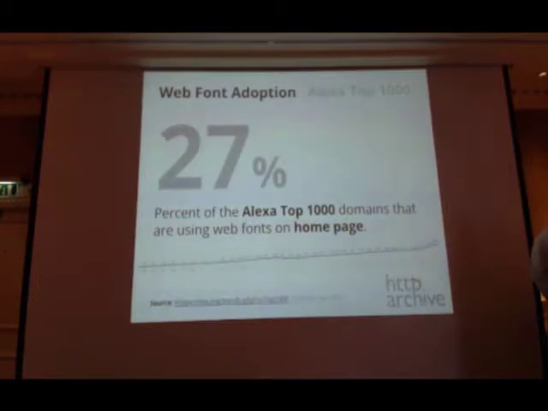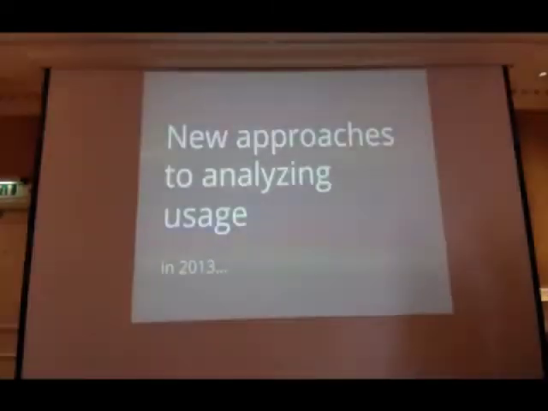If we look at the adoption rate based on HTTP archive, it's 27%. That is pretty fantastic, considering that just 3 years ago, if you looked at the adoption curve, it was probably closer to 1 to 2%. Probably last year, we could see 10 to 15%. And then in the last 12 months, we've seen adoption rates go up to 27%. That's pretty astounding. That really is great. And next, we're going to talk about the new approaches in 2013 to measuring web font adoption.